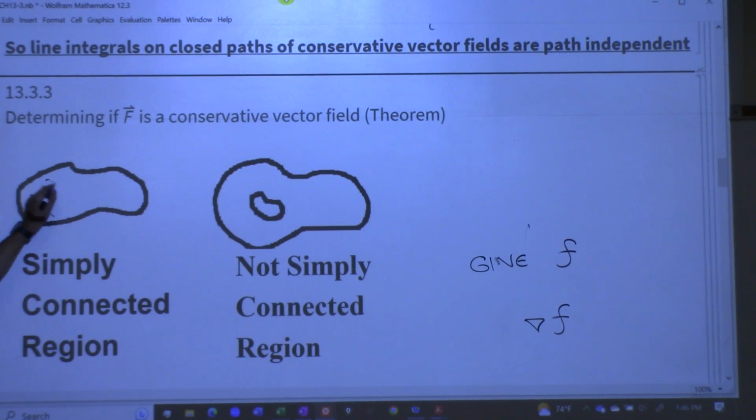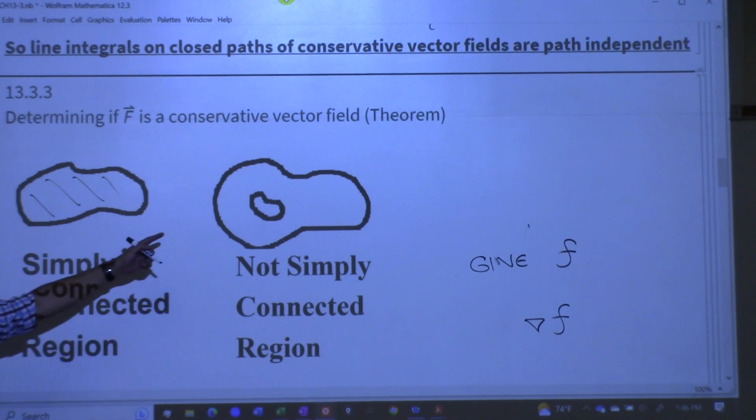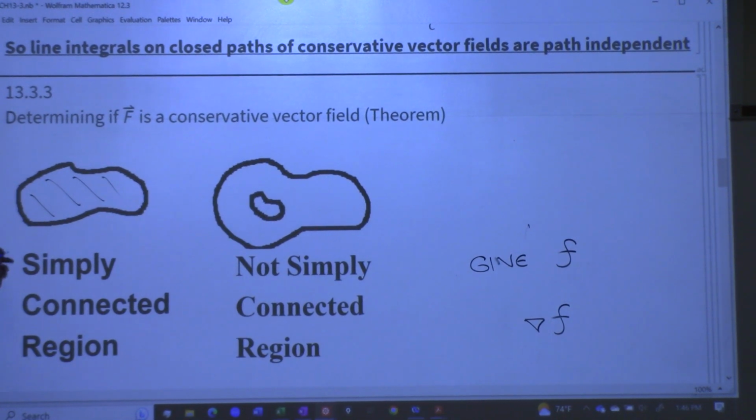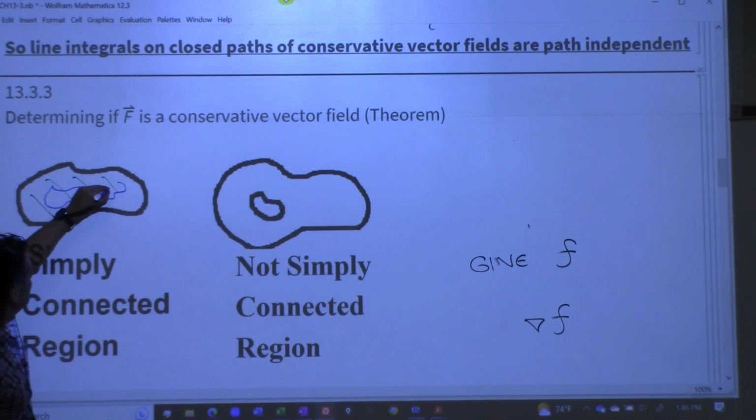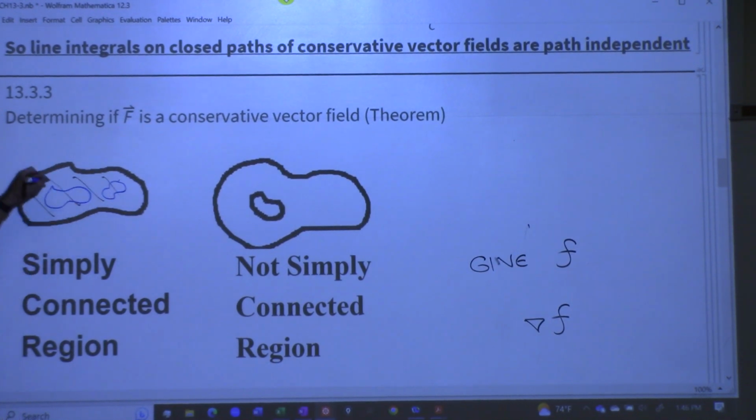So this region right here is called simply connected, and that one is not simply connected. I like to think of it this way. Inside that region, if I can draw a path like a rubber band, then imagine shrinking that path down to a point. For any path I draw in here, I can shrink it down to a point. Another path, I could shrink it down to a point.